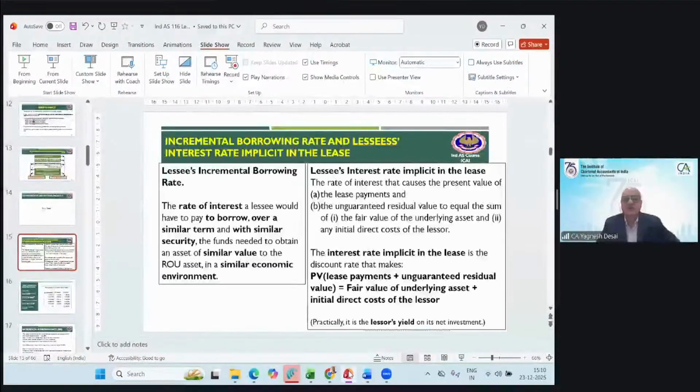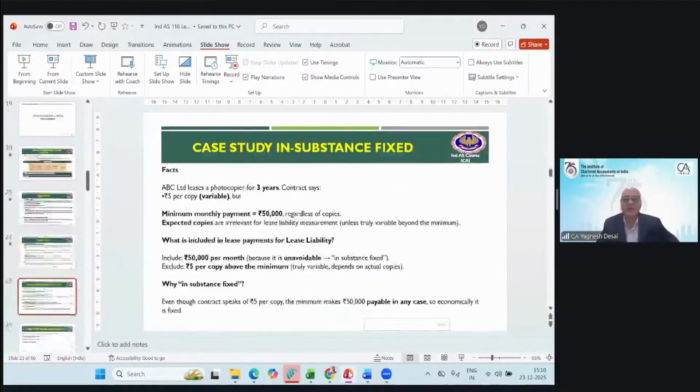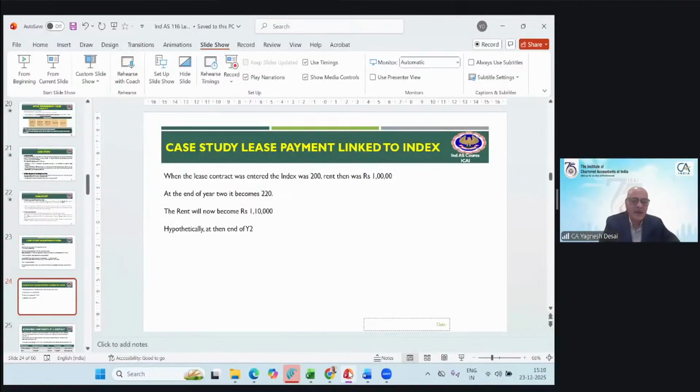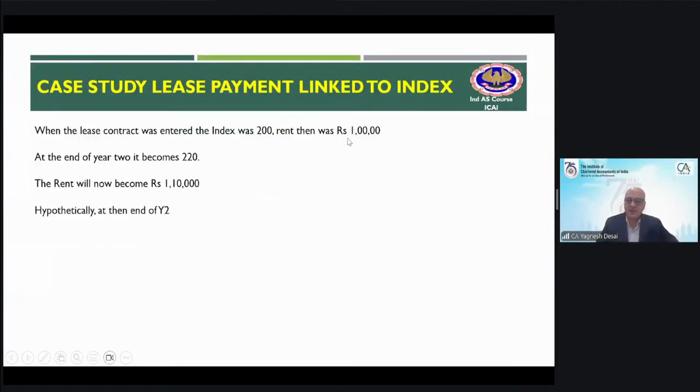Sorry, sir, this was forgotten to be added, and we understand. What I want to share with you here is that when the rent was 1 lakh, the index was 200, and now when it becomes 220, rent will become 1,10,000.